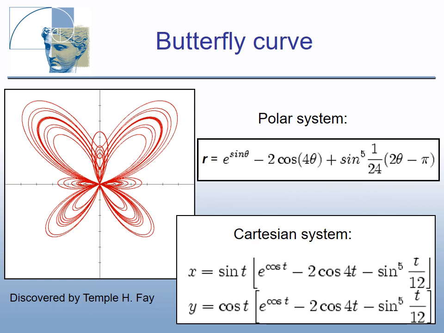This beautiful curve was designed by Temple Fay and was called the butterfly curve. Its original description was found in the polar coordinate system. To get it in the Cartesian coordinate system, one can apply the standard conversion.